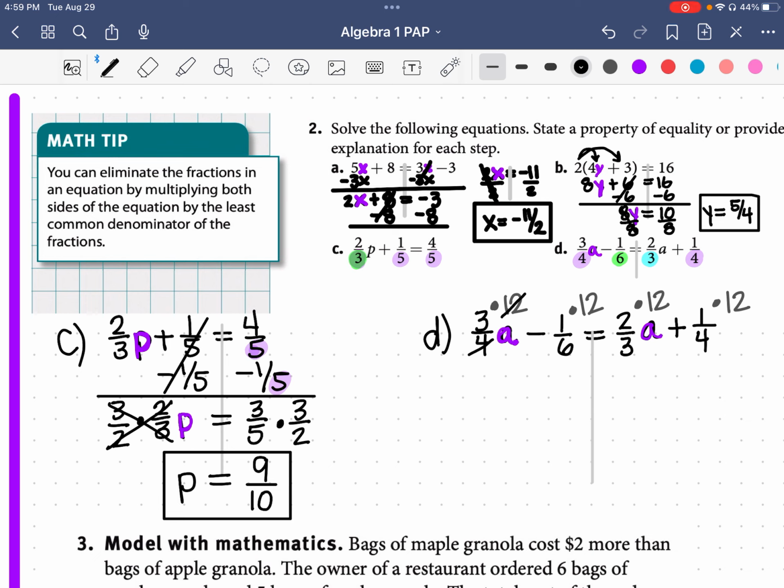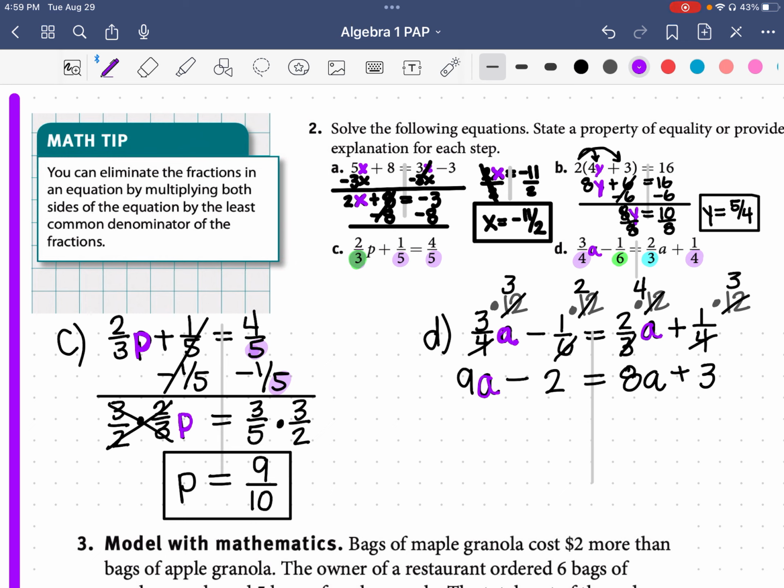Remember, when we multiply, we can say 4 goes into 12 3 times, and we're going to multiply 3 times 3, 9a. 6 goes into 12 twice, so this is 1 times 2, or 2. 3 goes into 12 4 times, so this is 2 times 4, or 8a. And lastly, 4 goes into 12 once again 3 times. This is 1 times 3, or 3.